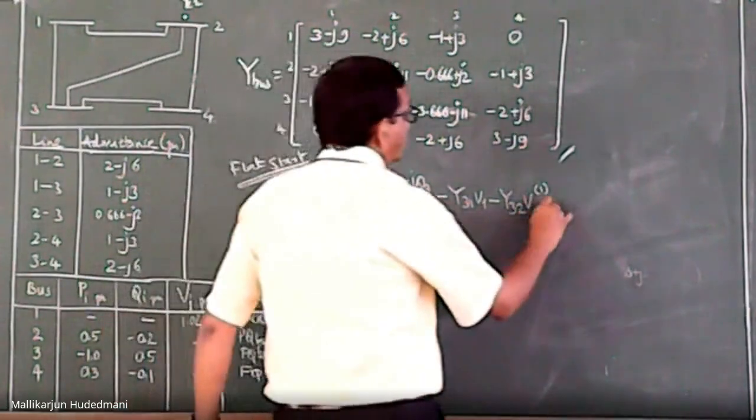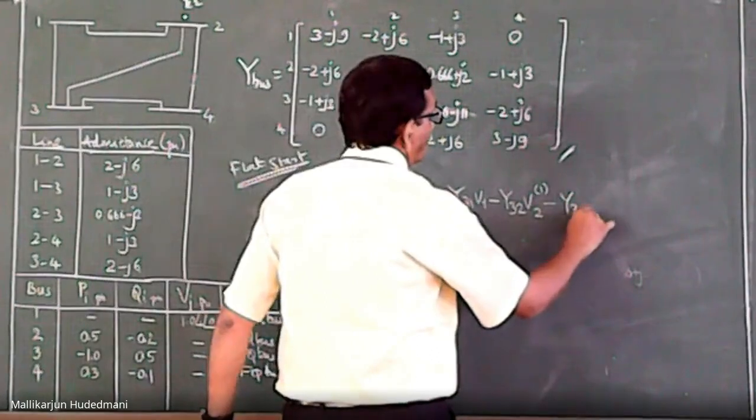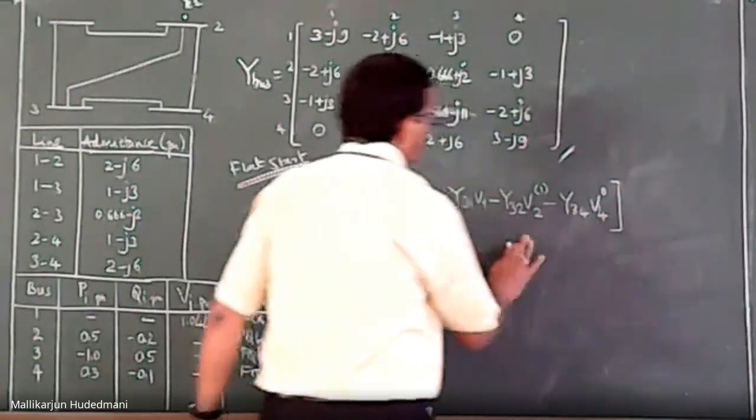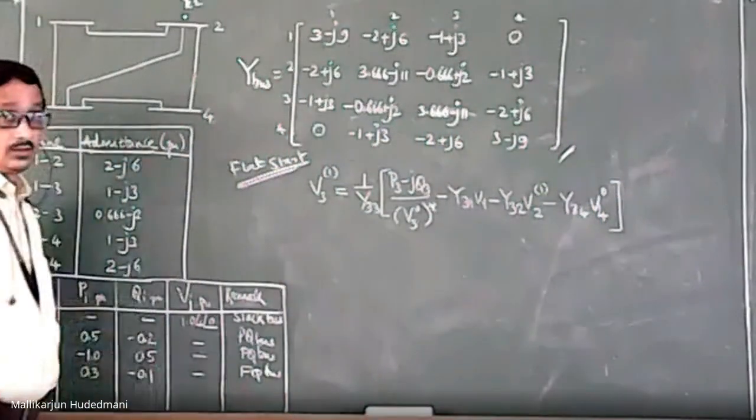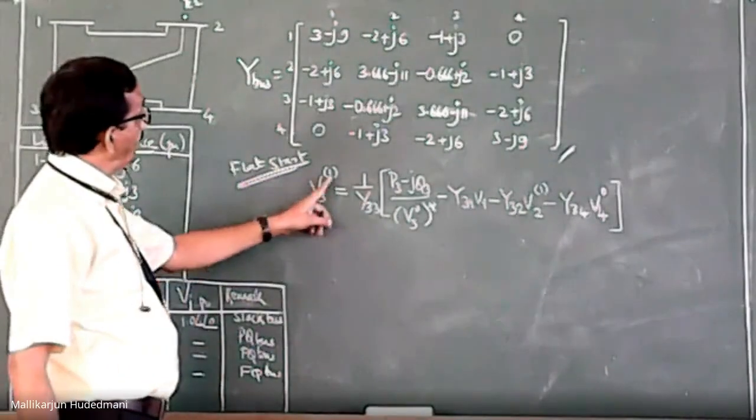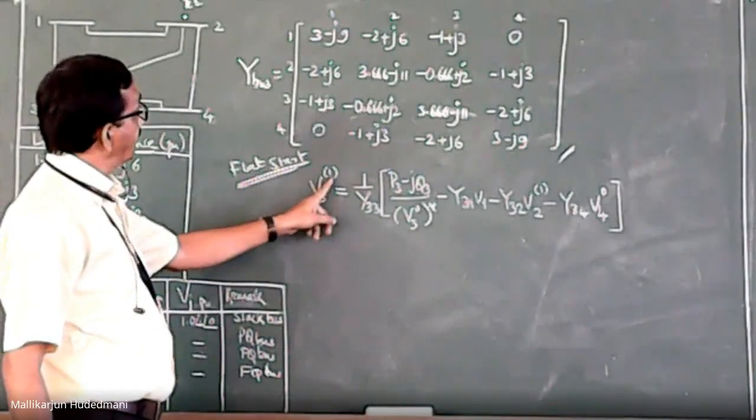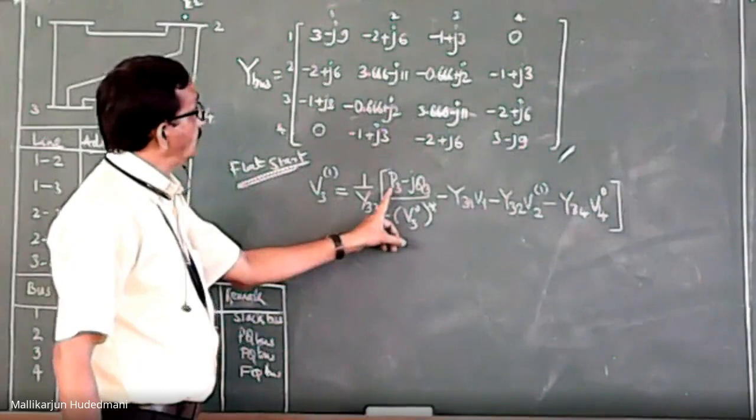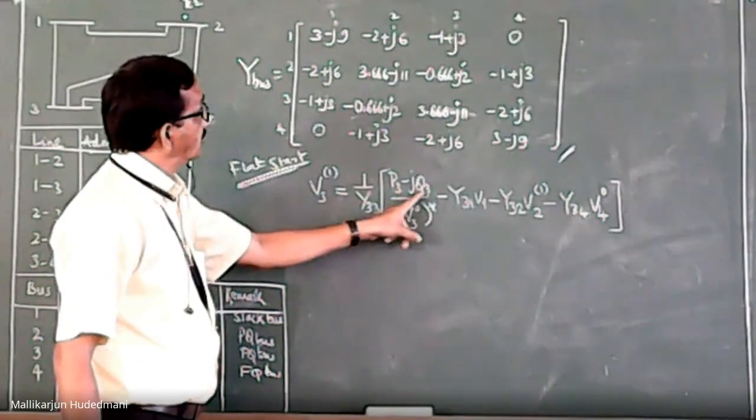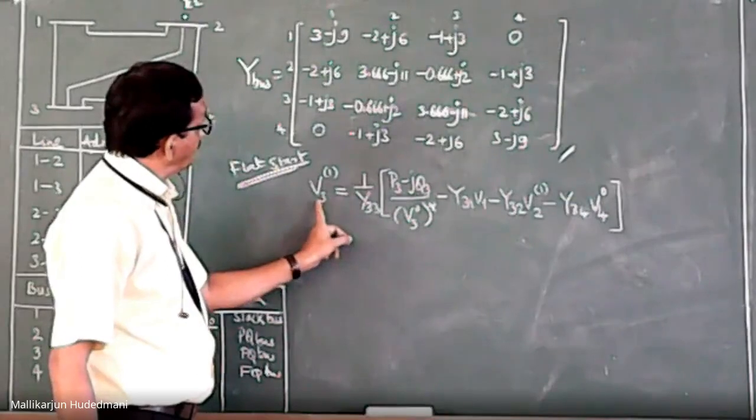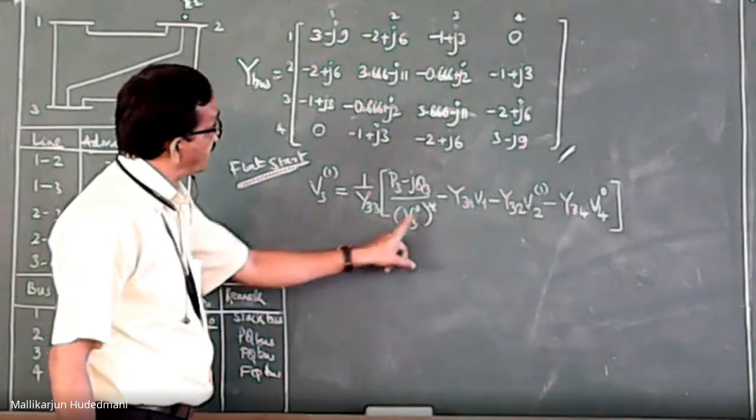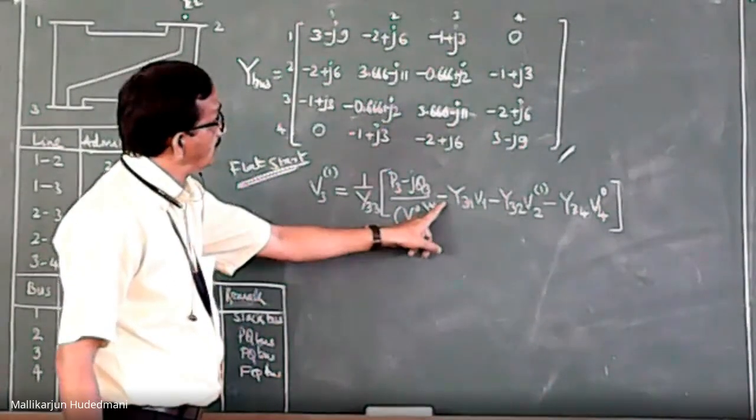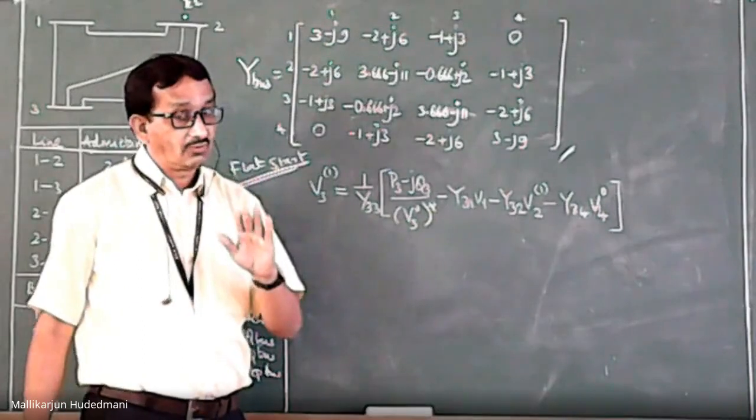Please note the change which I wrote here: Y34 V4 0. Hope you are able to see this change. V3 of 1, the solution of voltage of bus number 3 at the end of equation 1, is 1 by Y33 inside the large bracket: active power injection P3 minus reactive power injection divided by the same variable you are trying to estimate, whose initial estimate V30 conjugate, minus all the possible connections from bus 3.